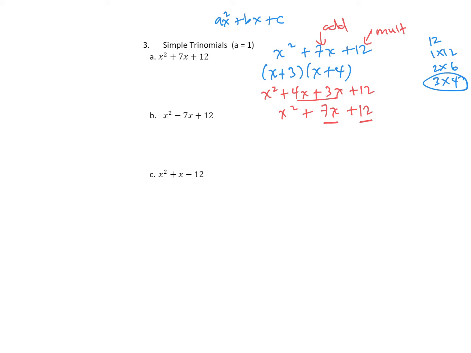So this is similar, but the middle is minus 7. So 3 times 4 is 12, but this time they would both be negative because negative 3 plus negative 4 is negative 7, and negative 3 times negative 4 is positive 12.